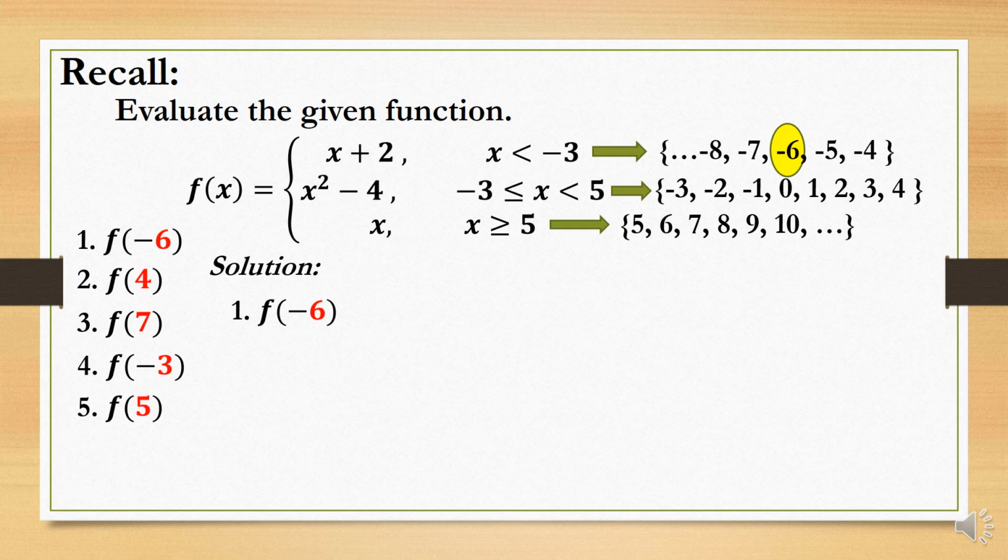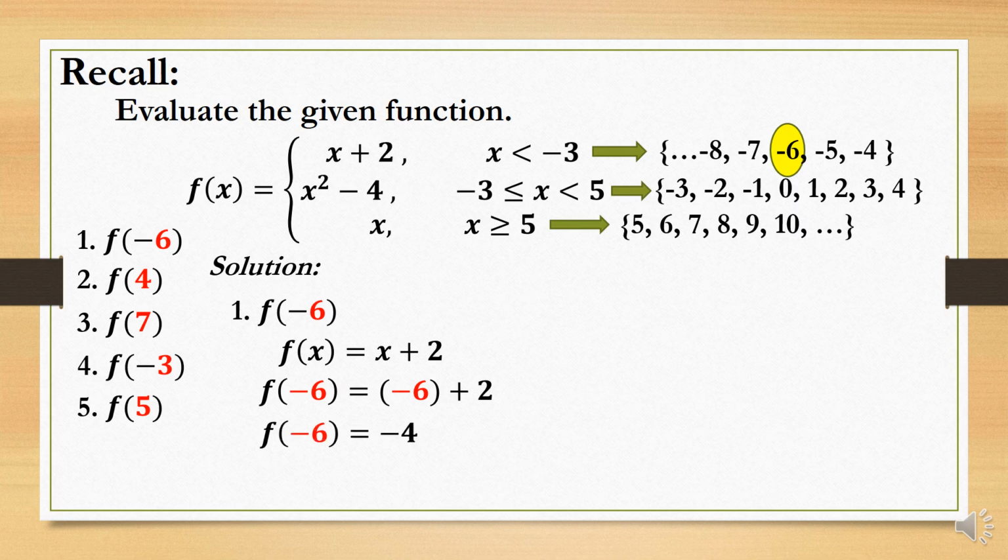It means that we will use f of x is equal to x plus 2. Then, we will substitute the value of x, which is negative 6. So we have negative 6 plus 2, then simplify. So f of negative 6 is negative 4.